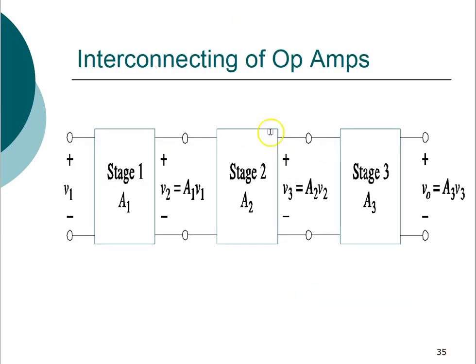Next is the interconnection of op-amps. Let's say you have a three-stage op-amp connection: this is one stage, the second stage, and the third stage. At the output you are getting V2 is equal to A1 V1, V3 is equal to A2 V2, and then at the third stage, V0 is equal to A3 V3. This type of interconnection, where you connect the op-amps in series, is also used to get a higher voltage gain.